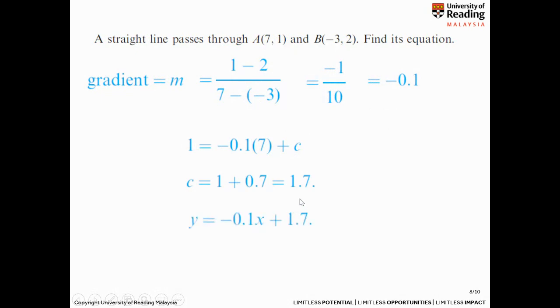Therefore, the equation of this line that passes through A and B will be y equal to negative 0.1x plus 1.7.